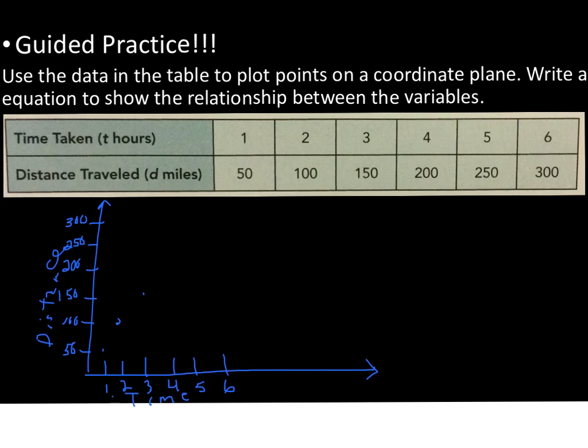1 times 50 is 50. 2 times 50 is 100. 3 times 50 is 150. Yep. 4 times 50 would be 200. Alright, so I'm going to finish plotting these points. And like I said, now I know that the pattern here is the distance is equal to the time times 50. So distance equals 50t.